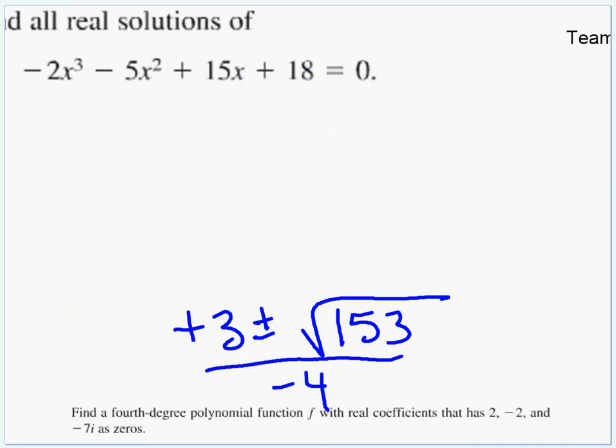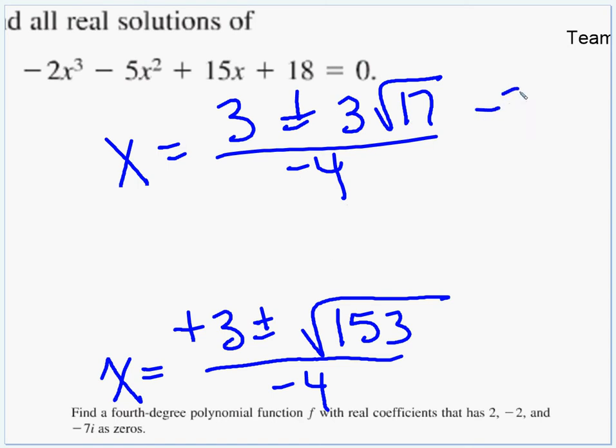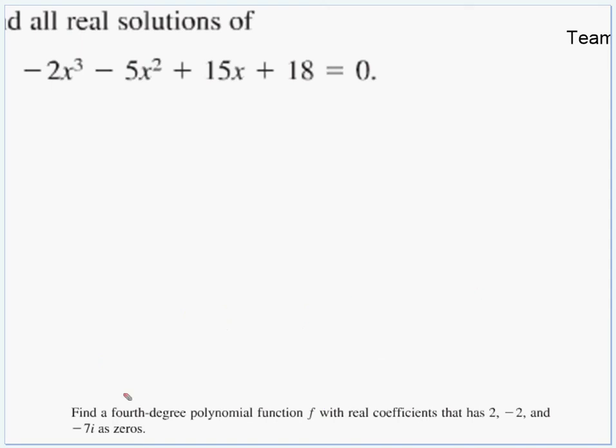I would leave my answer just like that, especially if it's on WebAssign. It will take it. You could simplify the root of 153: 3 plus or minus 3 root 17 over negative 4. And then if you get the decimals, the plus and minus, you'll get about a negative 3.8. We saw something like that on the graph, and a positive 2.3. But decimals aren't as good as leaving it in the quadratic form there.